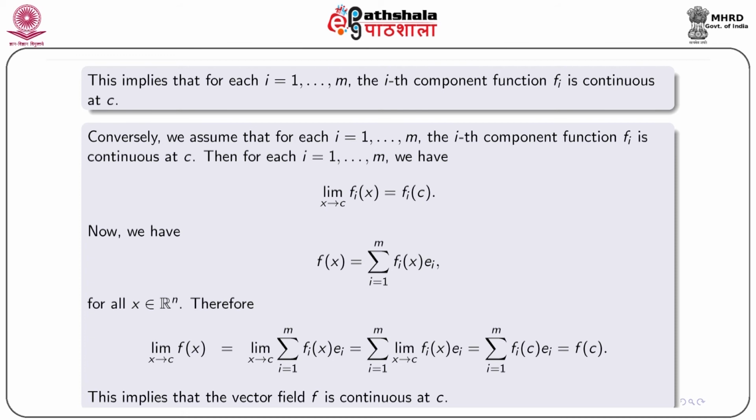Conversely, we assume that for each i from 1 to m, the ith component function fi is continuous at C. Now, we know we can write f(x) equal to summation fi(x) ei, where i runs from 1 to m. Therefore, limit of f(x) as x approaches C equal to limit of sum i from 1 to m fi(x) ei. Now, limit of sum equal to sum of limits, we apply it here. So, finally, we get sum fi(c) ei, which is nothing but f(c). This implies that the vector field f is continuous at the point C.